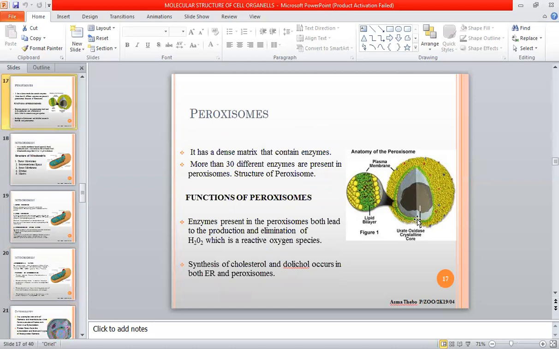Function of peroxisome: enzymes present in the peroxisome lead to the production and elimination of hydrogen peroxide, which is a reactive oxygen species. Synthesis of cholesterol and alcohol occurs in both the endoplasmic reticulum as well as in peroxisomes.